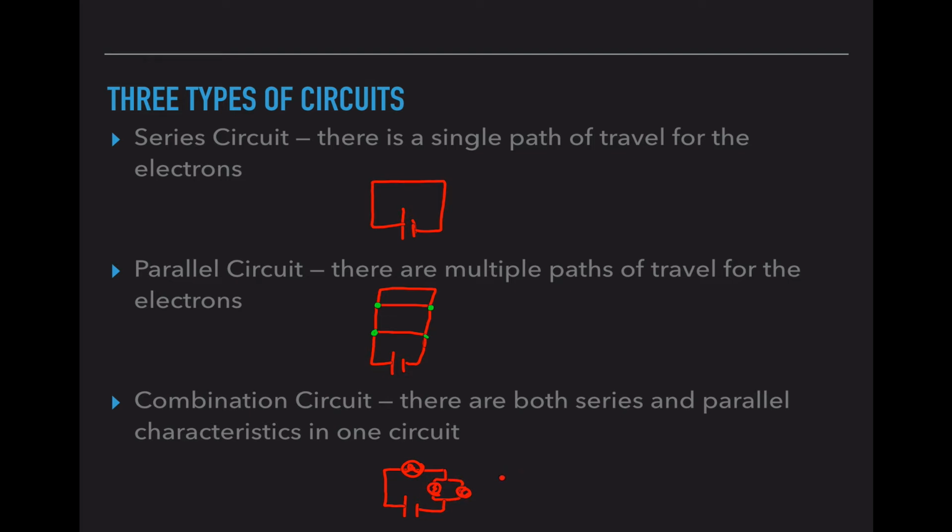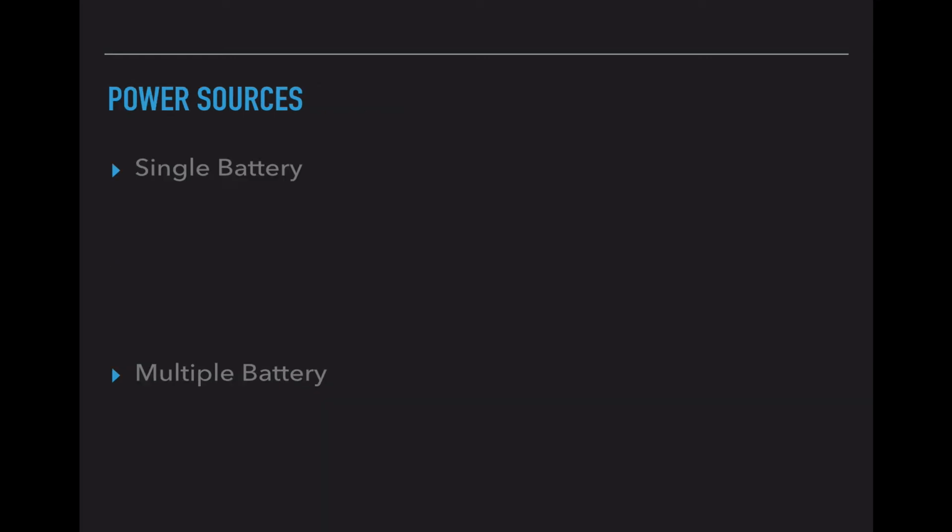So series have one path only. Parallel has multiple paths of travel, and I like to call them rungs of a ladder because it kind of looks like a ladder. And combination circuits have a little bit of both. Okay, so those are the three types of circuits. Now we're going to get into the stuff that we put onto circuits.